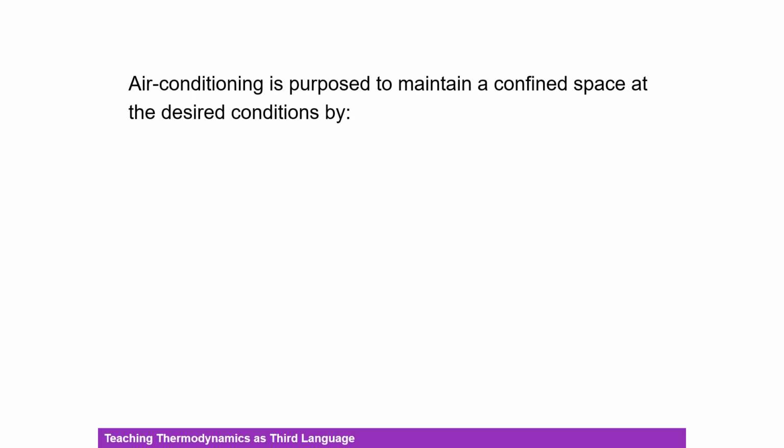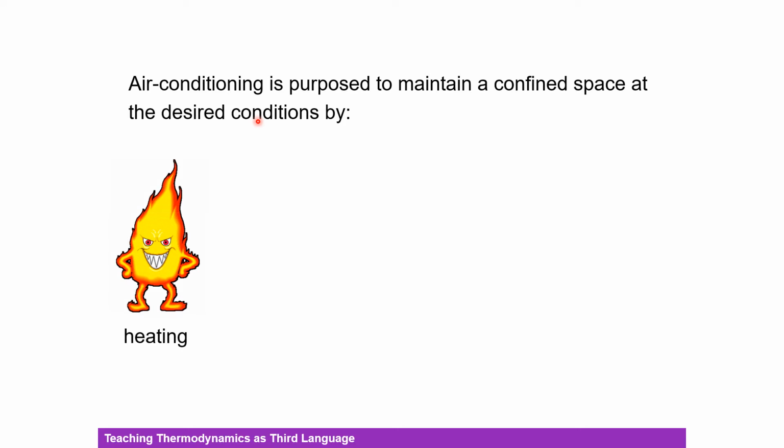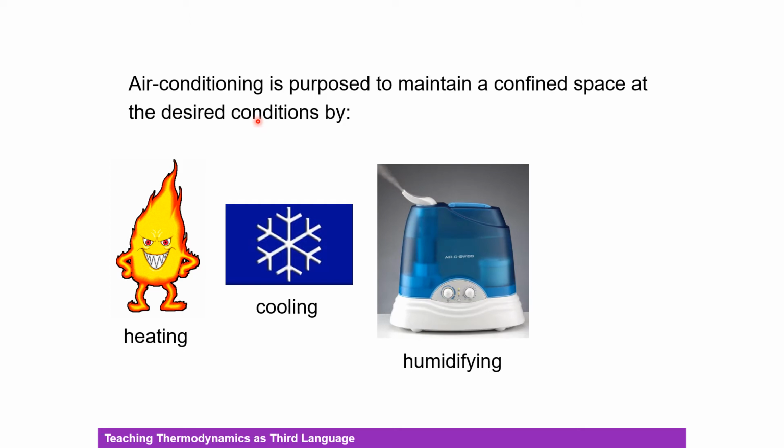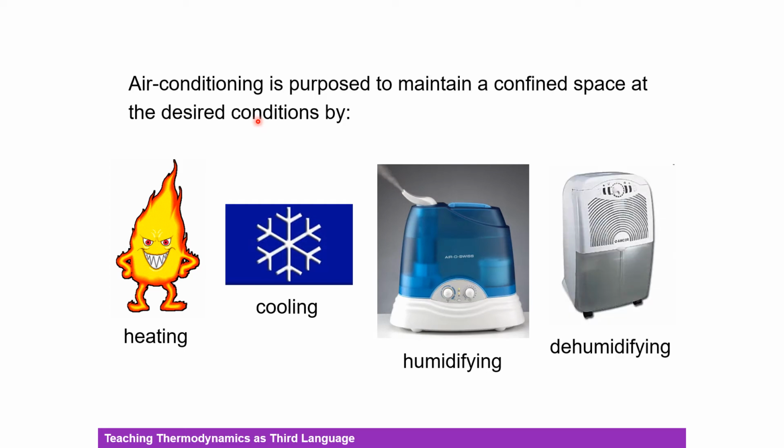So air conditioning, as we have discussed, is to maintain a confined space at the desired conditions. And how do you do that? Either by heating, or you can cool down the air, or you can humidify if the humidity level is too low, or you can dehumidify if the humidity is too high. So these are the four processes that you can have in order to maintain a confined space at the desired conditions.